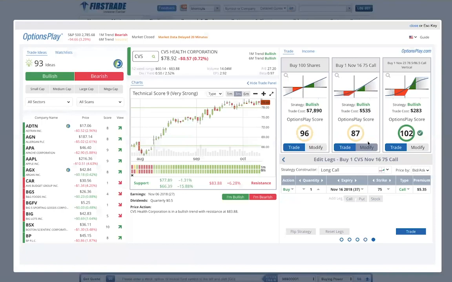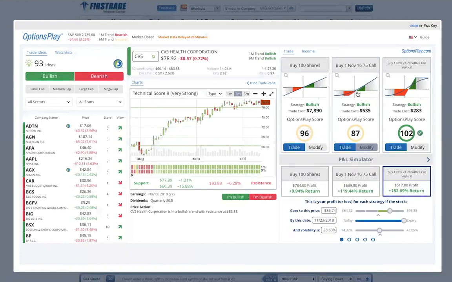So for those of you that are a bit more advanced, maybe you might want to take a look at an in the money option instead of an at the money option. As you can see, that provides slightly better returns. So depending on what your views are on the underlying stock, this really allows you to play around with these strategies. That's why we call it options play.